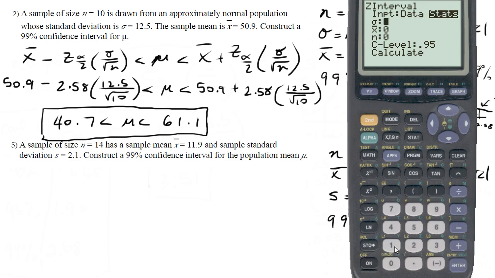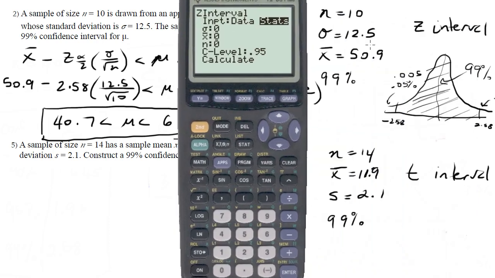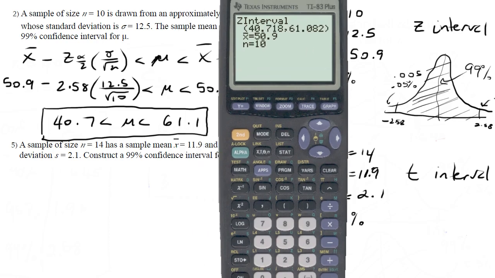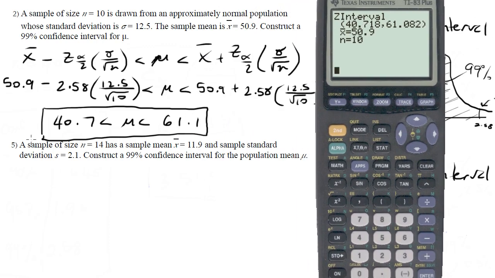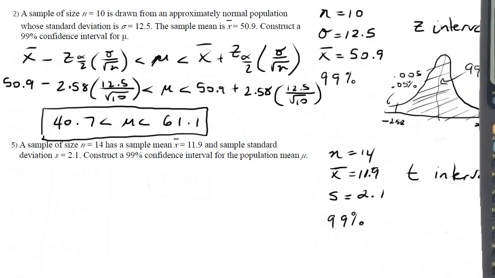Population standard deviation, which we have to know. Let me go over here. Population standard deviation is 12.5. Sample mean is 50.9. N is 10. Confidence level is 0.99. Calculate, and there's my interval. 40.7 on the left, 61.1 on the right. And that's exactly what we had there. So that works.